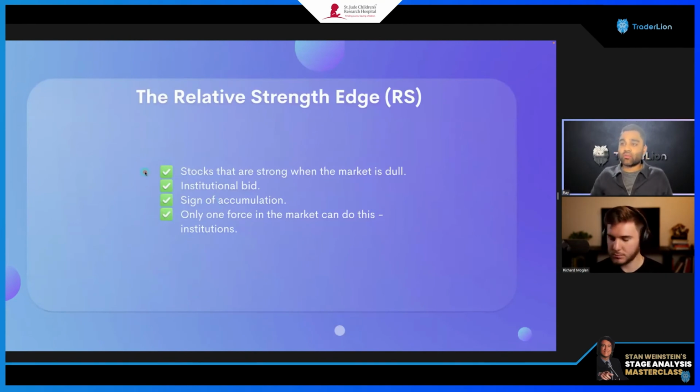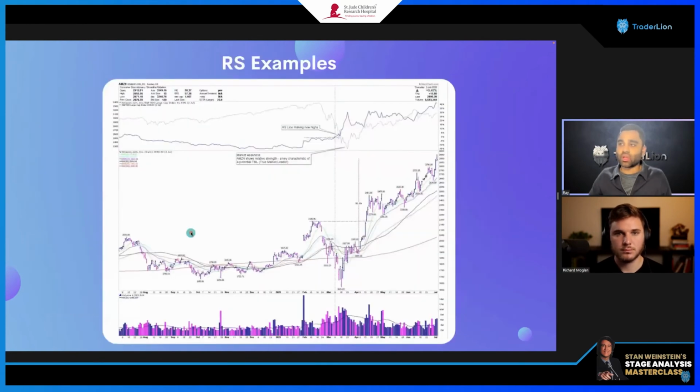So the relative strength edge really tells us, these are strong stocks that are trying to go against the market, that are being accumulated by someone. Some force in the market is accumulating it when the market is coming back in and sort of trashing everything else. And those are signs of accumulation. Someone has to come in and have enough interest for the stock and accumulate it. And there's only one force that could do that in the markets, and that is the institutions that really run the show on a net basis.